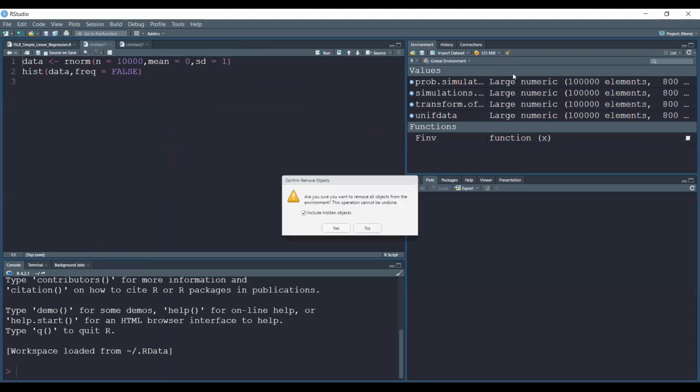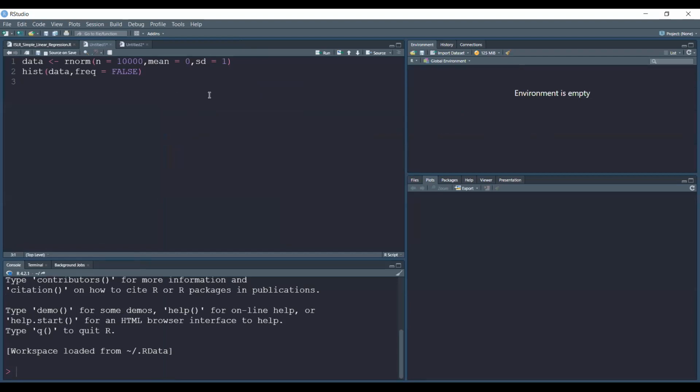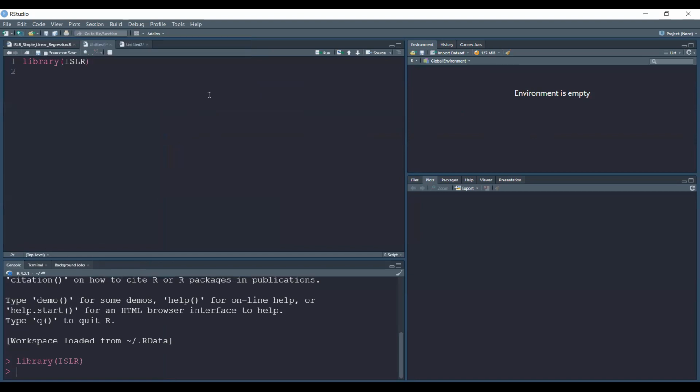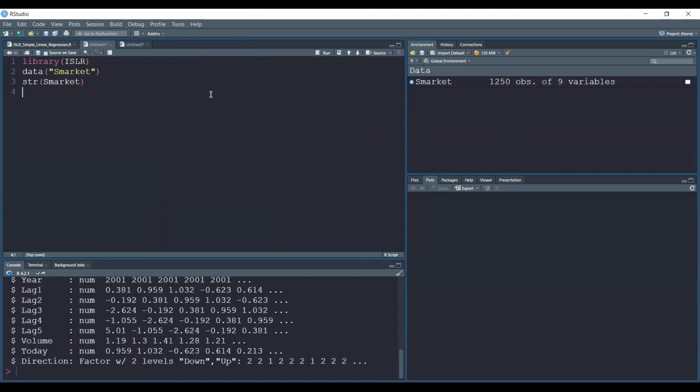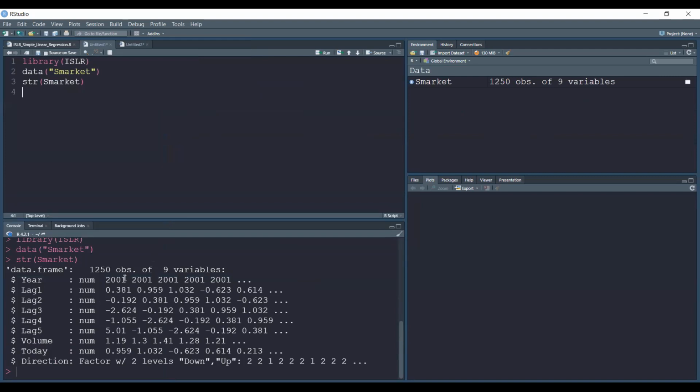it does assume that we actually have access. Let's check. So what do we do? We do library, we do ISLR, now we do data, Smarket, and that seems to have worked. And if you want to look at it like this, this is our data set.